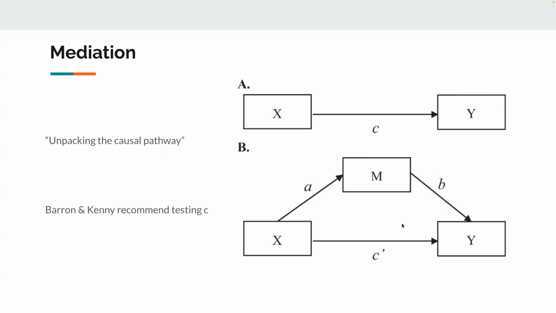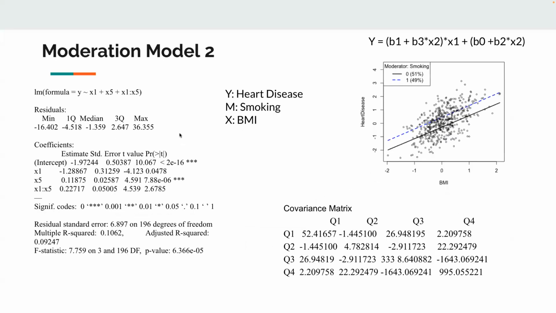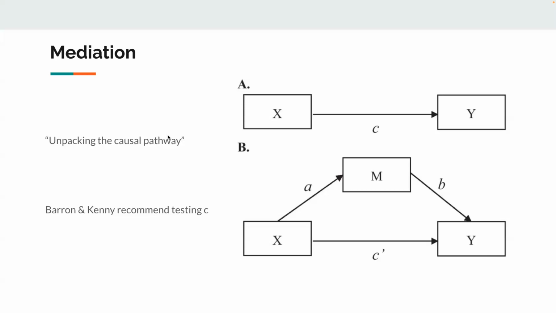So what I'm going to do is break down David Kenny's 4 steps for mediation. The first one is that we want to show that the causal variable is correlated with the outcome. So we're going to look at this right here. The second thing is we want to show that the causal variable is correlated with the mediator. We want to show that the mediator affects the outcome variable. And then we want to establish that the mediator completely mediates the X and Y relationship.